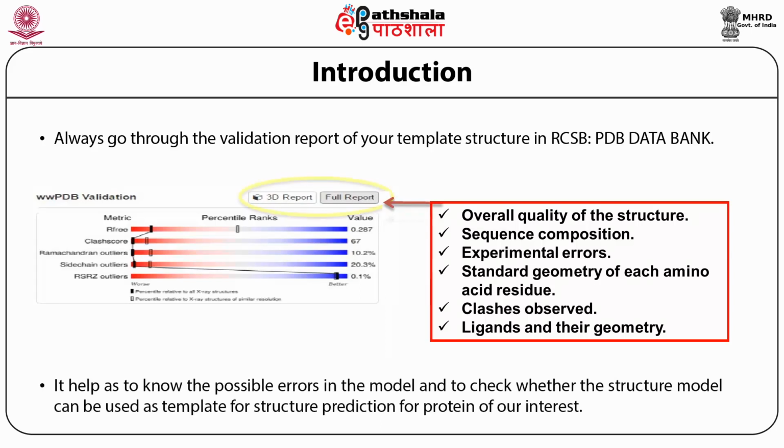So it helps us to know the possible errors in the model, and it also helps us to check whether the structure model can be used as a template for structure prediction for our protein of interest. So first go through this report, get the information, check whether all this information is right, and look at the resolution of the protein structure also. That also plays an important role when you do a structure prediction. So first go through this full validation report. Then based on the report you can judge whether this protein structure or model can be used as a template for a structure prediction method.